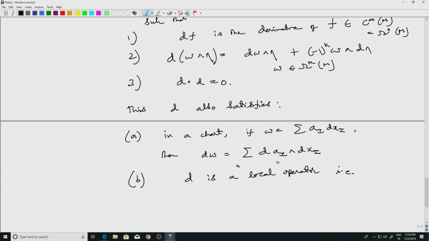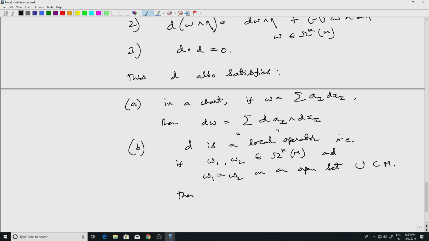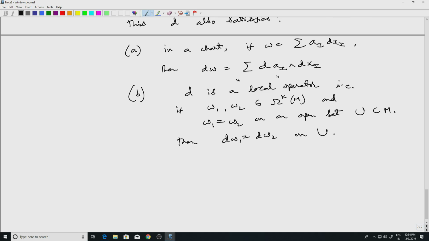So what does this mean? If omega 1, omega 2 are two K forms and omega 1 is equal to omega 2 on an open set U in M, then d omega 1 equals d omega 2 on U, which is not that surprising if one thinks of our usual derivatives of functions. If you have two functions on R^n and if they agree on an open set, then the derivatives agree on the open set as well.